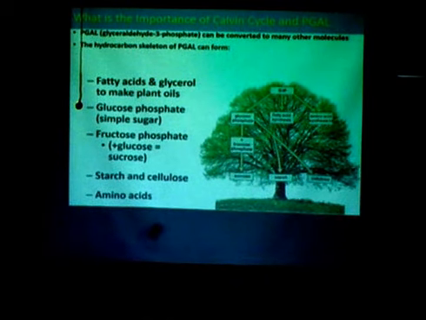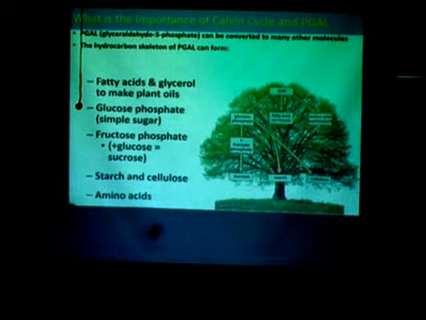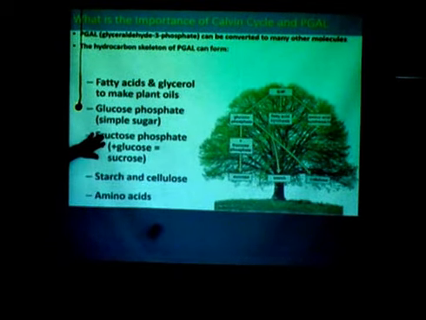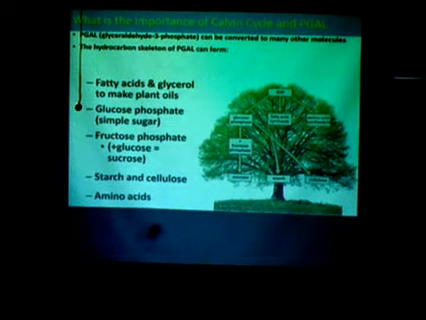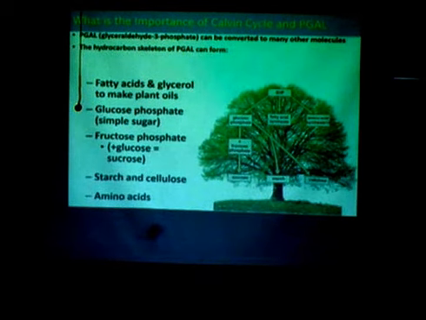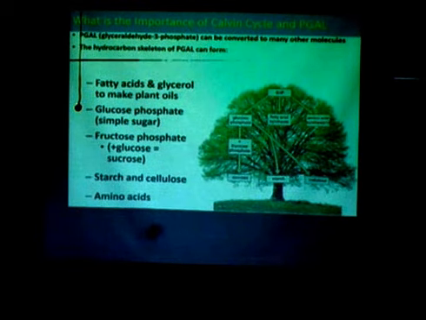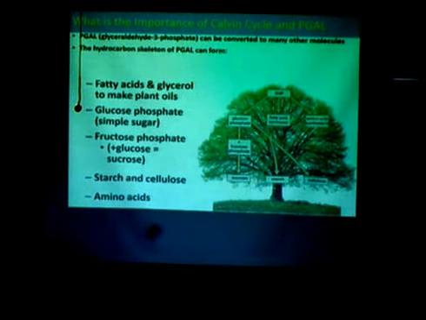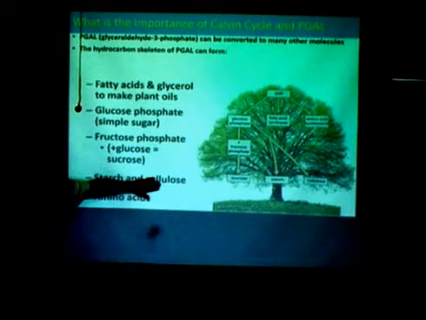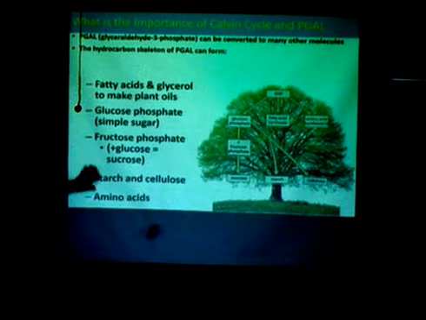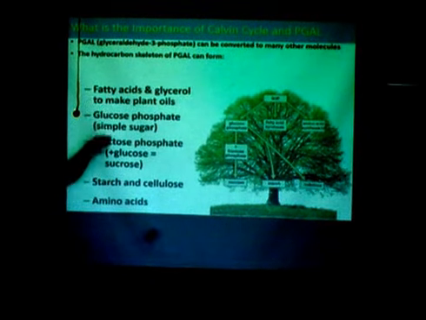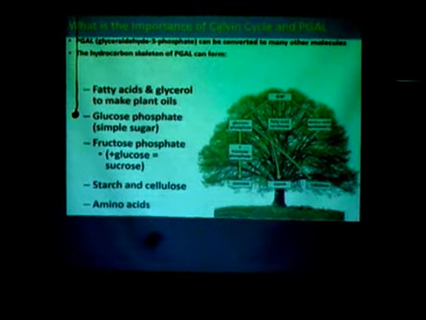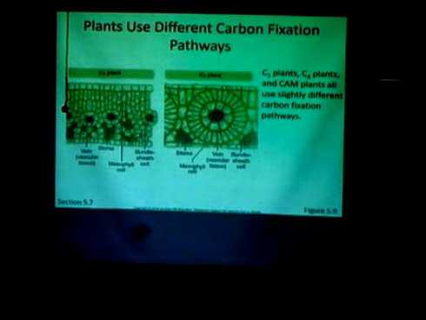So glucose is not the only thing that is produced in photosynthesis. It produces some amino acids, fructose, and some fatty acids and glycerols that are used to make oils in plants. So it's a rich source of energy for humans and other organisms, because it produces these useful things, glucose and starch, amino acids, and fructose, molecules that are used for synthesis of more complex molecules.